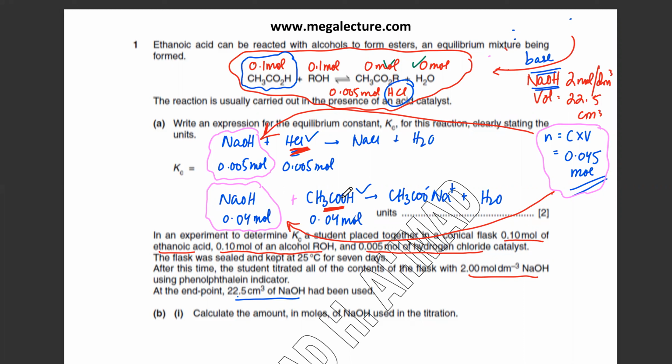Yes, sir. So, it's 1:1. The equation says that they react in 1:1. So that means if you have 0.04 moles of NaOH, that means in this mixture, after several days, the amount of ethanoic acid present would be 0.04 moles as well. So we figured out the moles of ethanoic acid after several days. Clear?